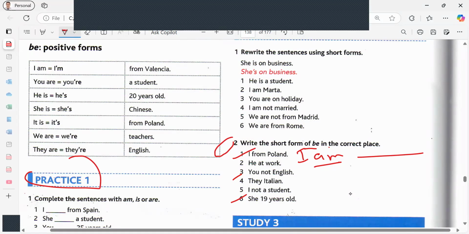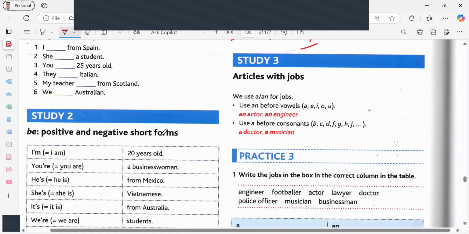You're not English. Exactly. So the missing word here, you are not English. Yes, the last one. She 19 years old. She's 19 years old. Exactly. The missing word is 's.